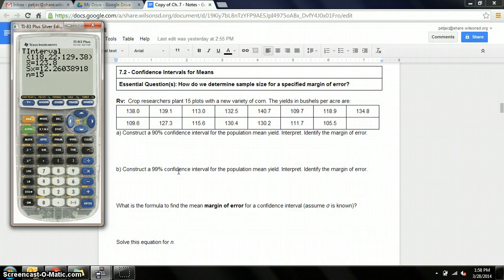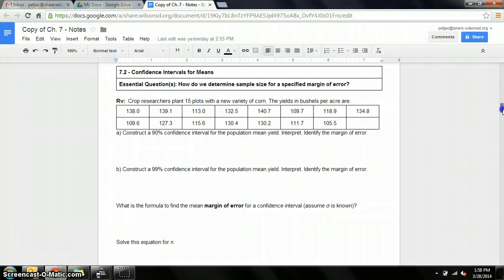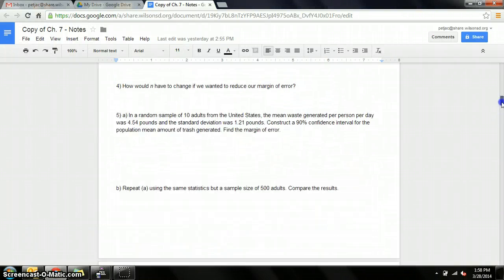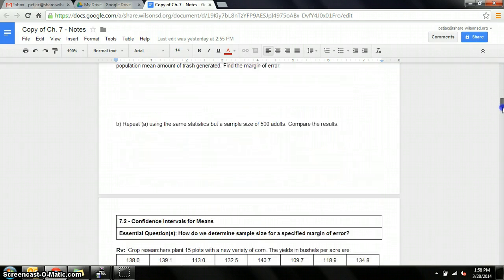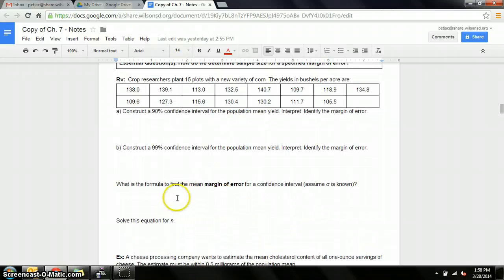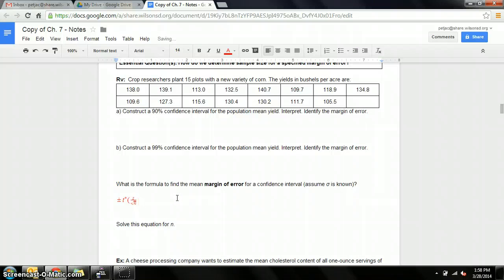Here, first off, we want to identify the margin of error. So to identify the margin of error here, we take 129.38 minus 118.22 and divide that by 2. Remember also, we can take our equation that we have here, and we can find our margin of error by using this part of the equation. So I'm just going to copy that and bring it down here. I'm going to paste it here because this is the part where we're going to discuss it. Okay, so we can identify our margin of error.